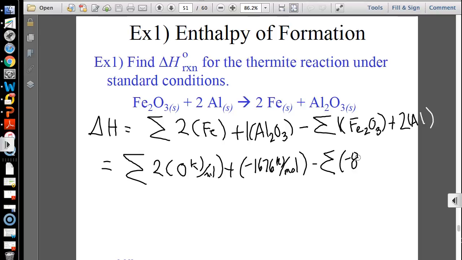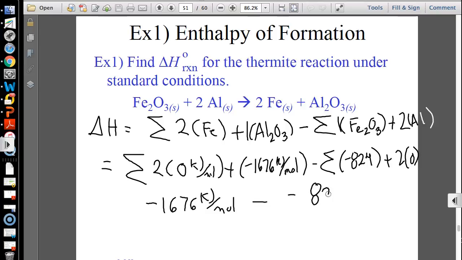So negative 824 plus 2 times, and guess what aluminum is? 0. Cool. So all of this is just 2 times 0, so that's 0. This means I gotta add this up, so negative 1676 kilojoules per mole. And then I gotta subtract what I'll get when I add that up. That's what that crooked E means. Negative 824 kilojoules per mole.